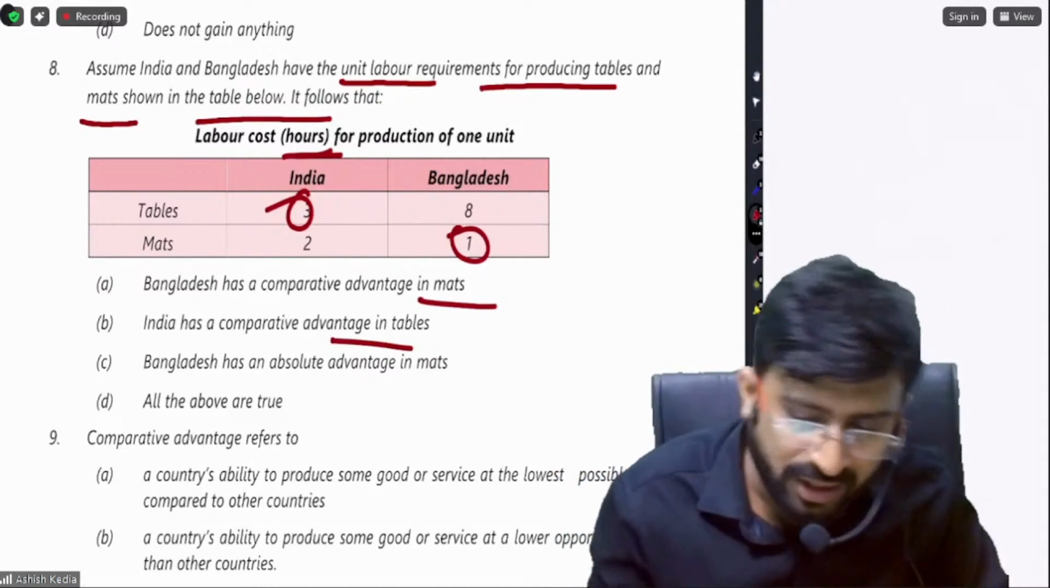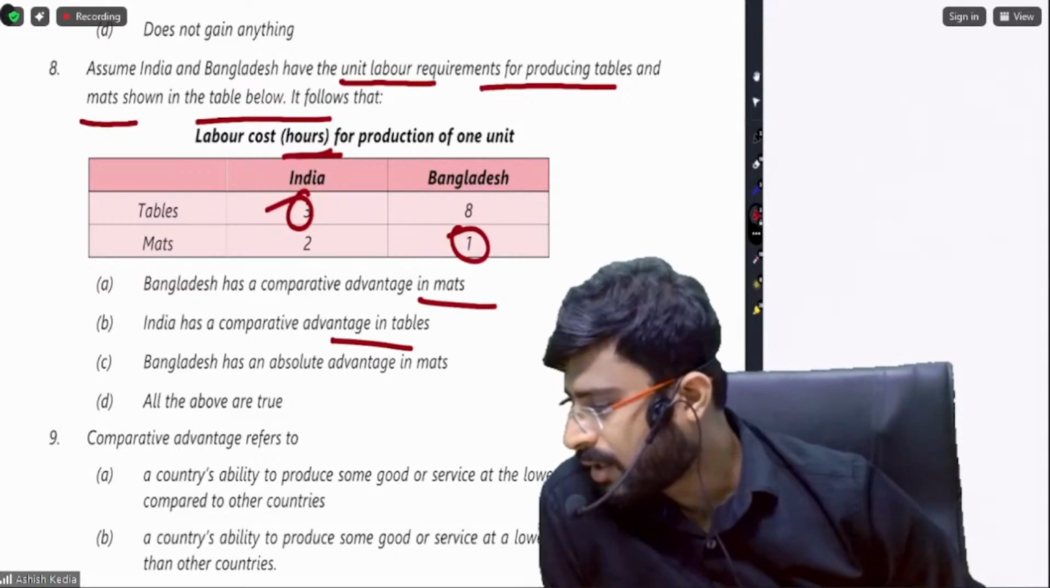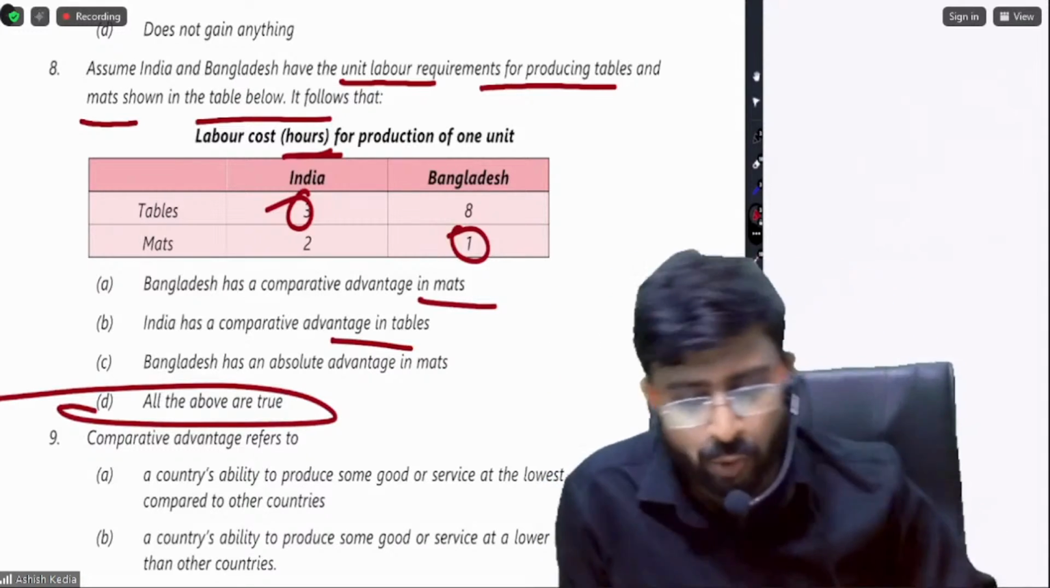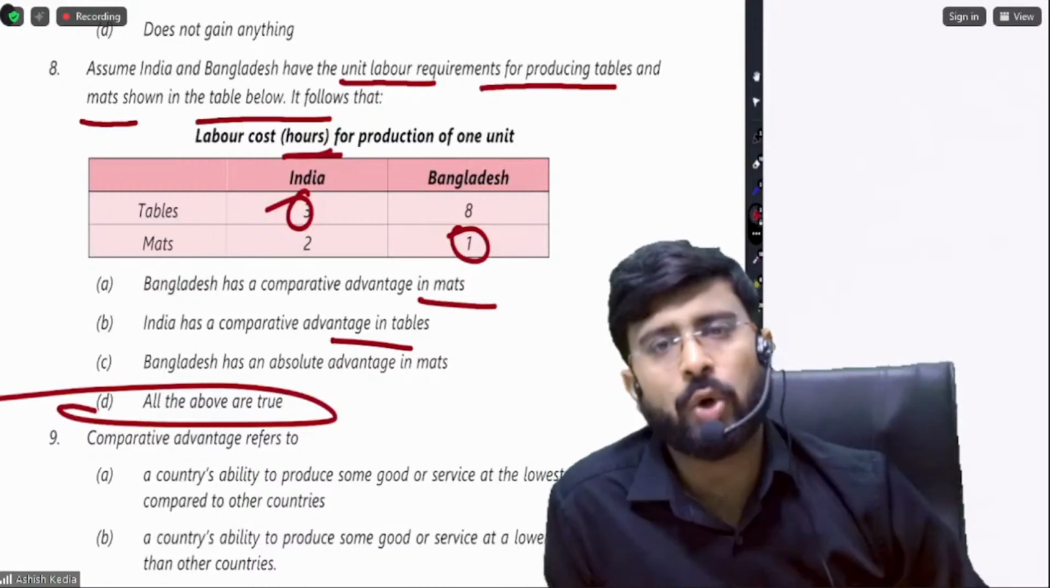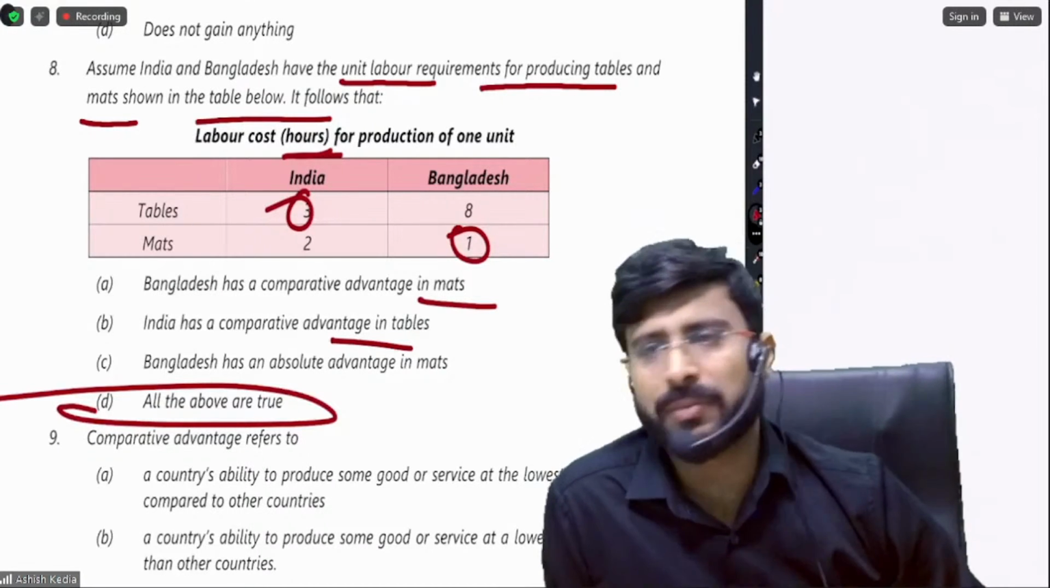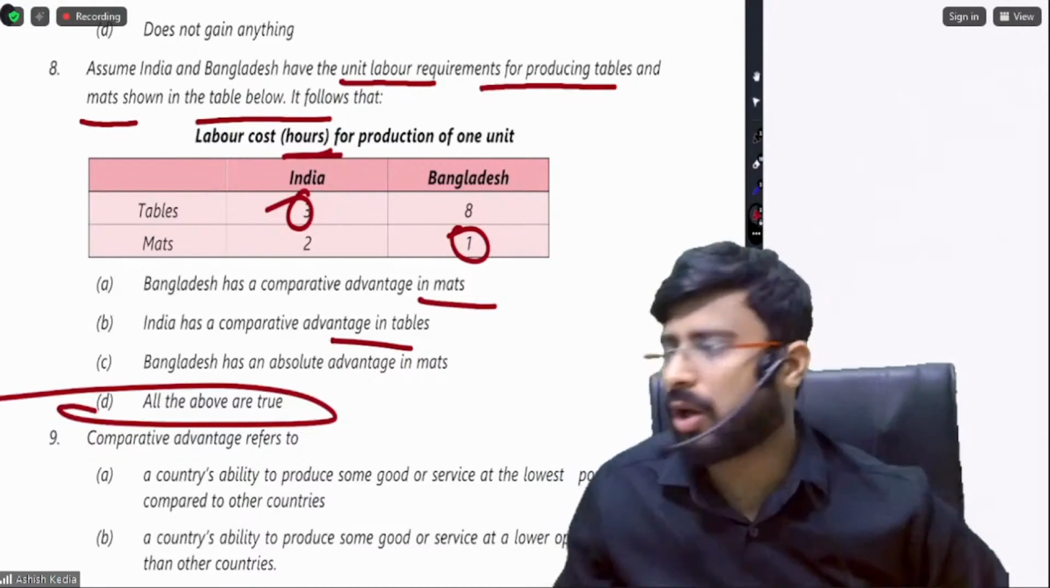India has comparative advantage in tables, ये भी सच है, ये भी सच है. अब भाई जब दो बात सच हो गया तो all the above are true लिख दो ना, इतना सोचना क्यों है? Why to think much? If both are true, that means all will be the answer.